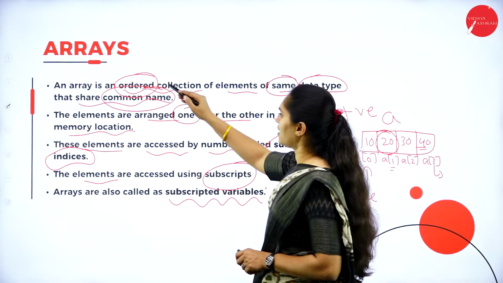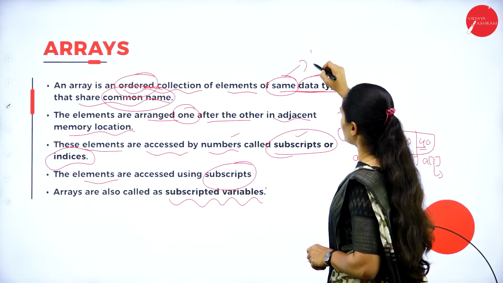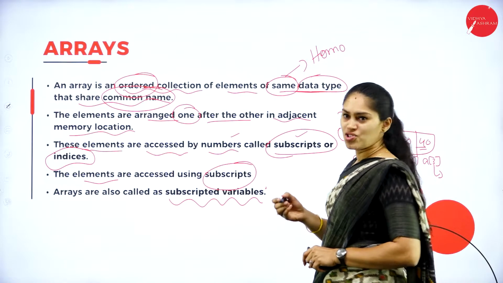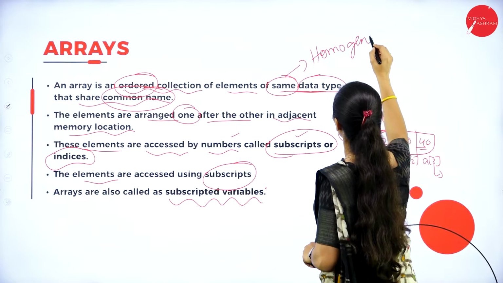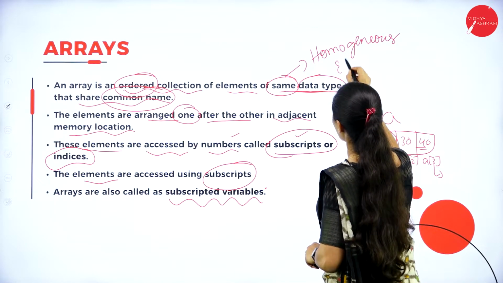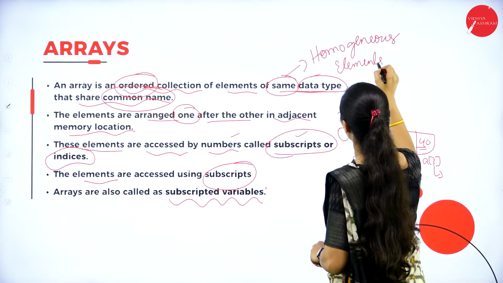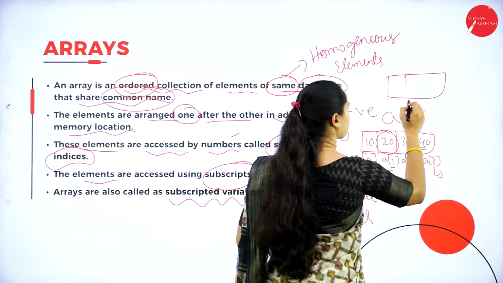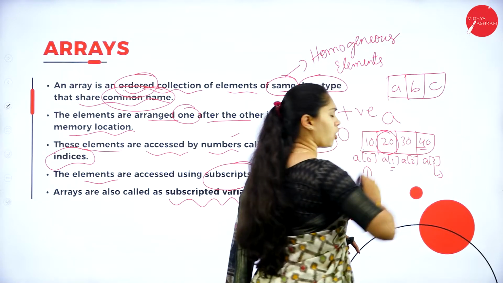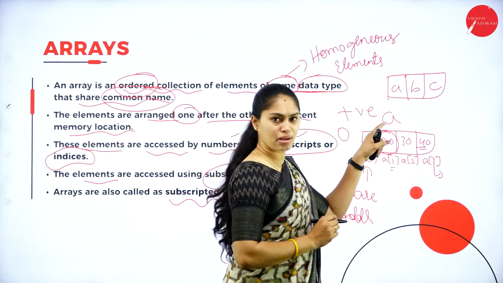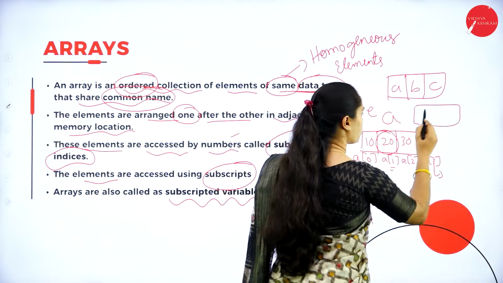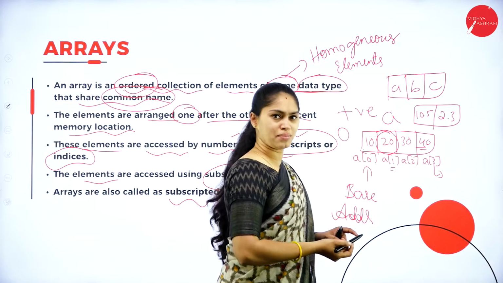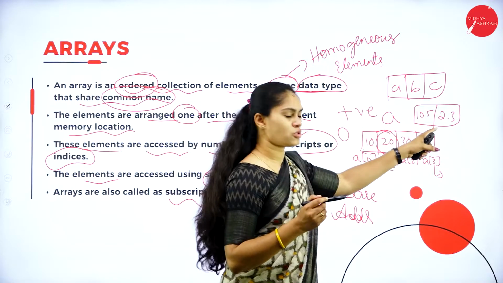And one more thing here: an ordered collection of the same data type. If it is a collection of the same data type, then we call them homogeneous elements. Homogeneous elements means they are of the same kind. For example, if I am storing A, B, C, all of these are the character data type, right? After that, if I am storing 10.5 and 2.3, this is also a collection of the same kind of element, because these two are float numbers.